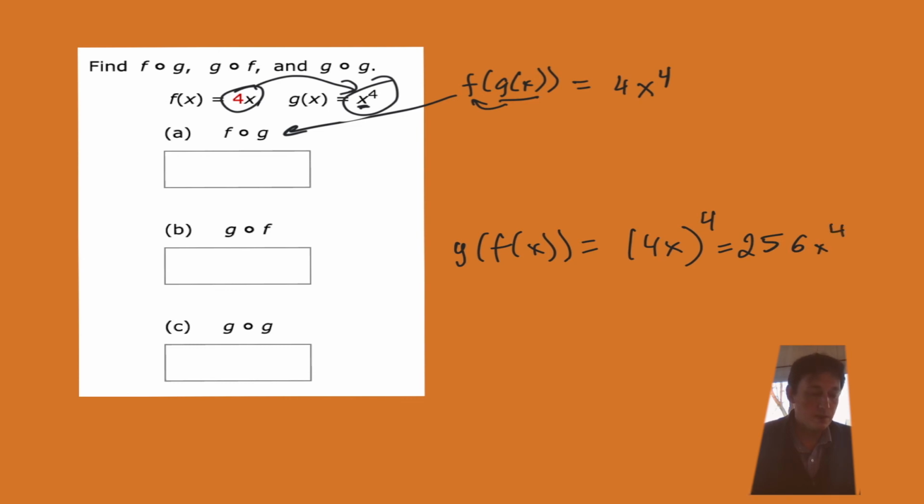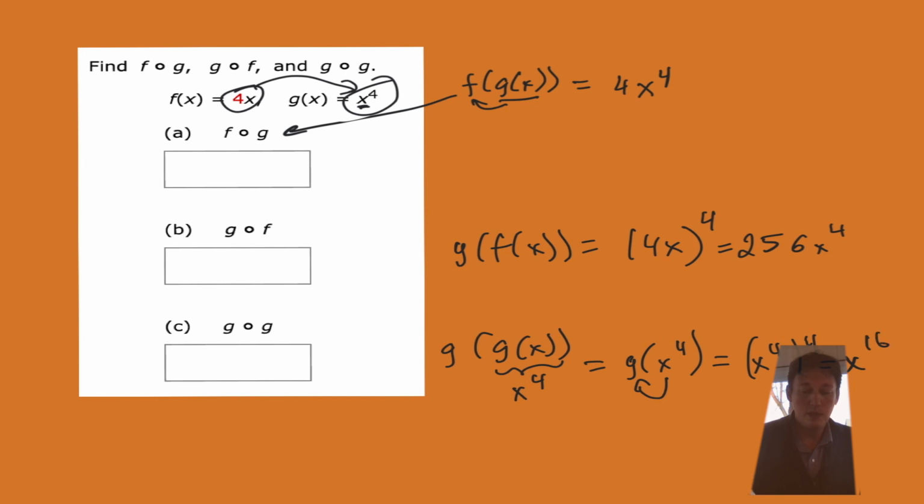And then the last one, we're going to take g of g of x, which means take g of x and plug it into itself. So instead of this g of x, I'm going to write x to the 4th, which now becomes g of x to the 4th. Now I'm going to take x to the 4th and plug it into g again, which was x to the 4th. So x to the 4th replaces x, and then I still have to the 4th power. Whenever you take a power to another power, you multiply, which is x to the 16th.